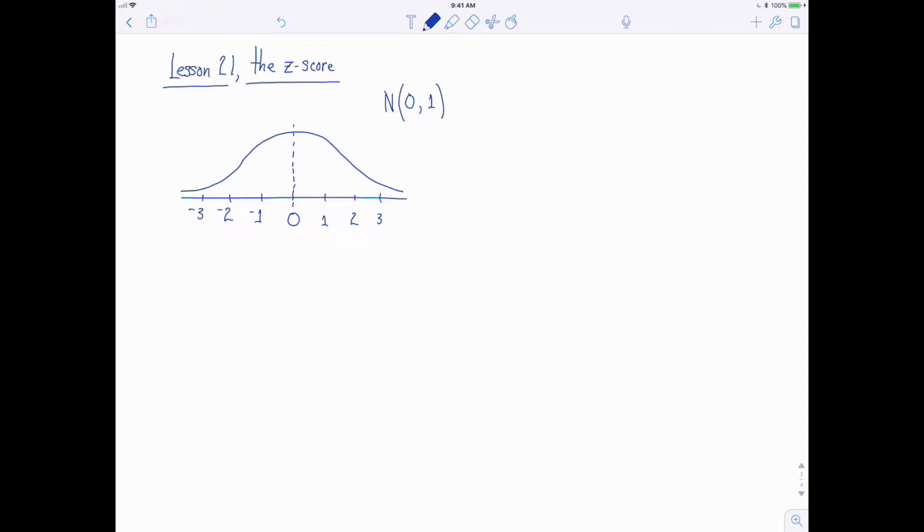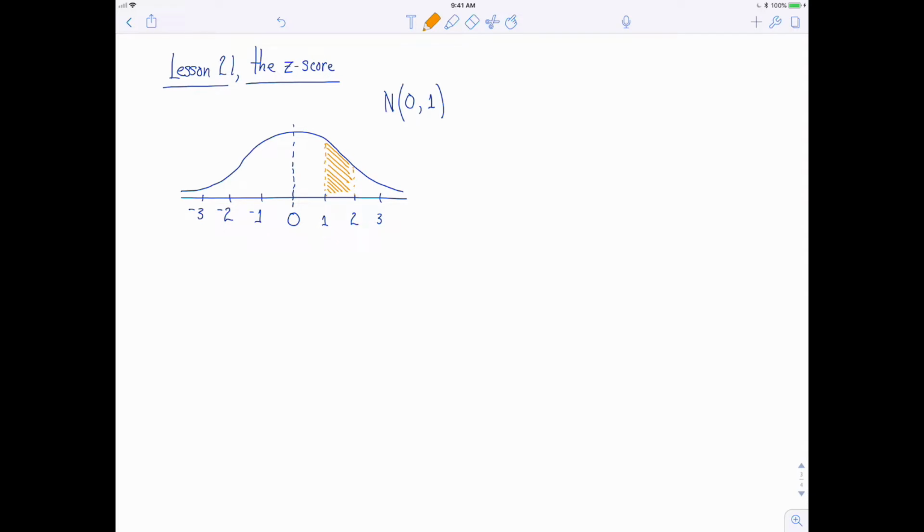So here's the question. So far, what we've been able to do using the empirical rule is, if I asked you to find the percentage of the area between 1 and 2, we could use the empirical rule to figure out what that would be.